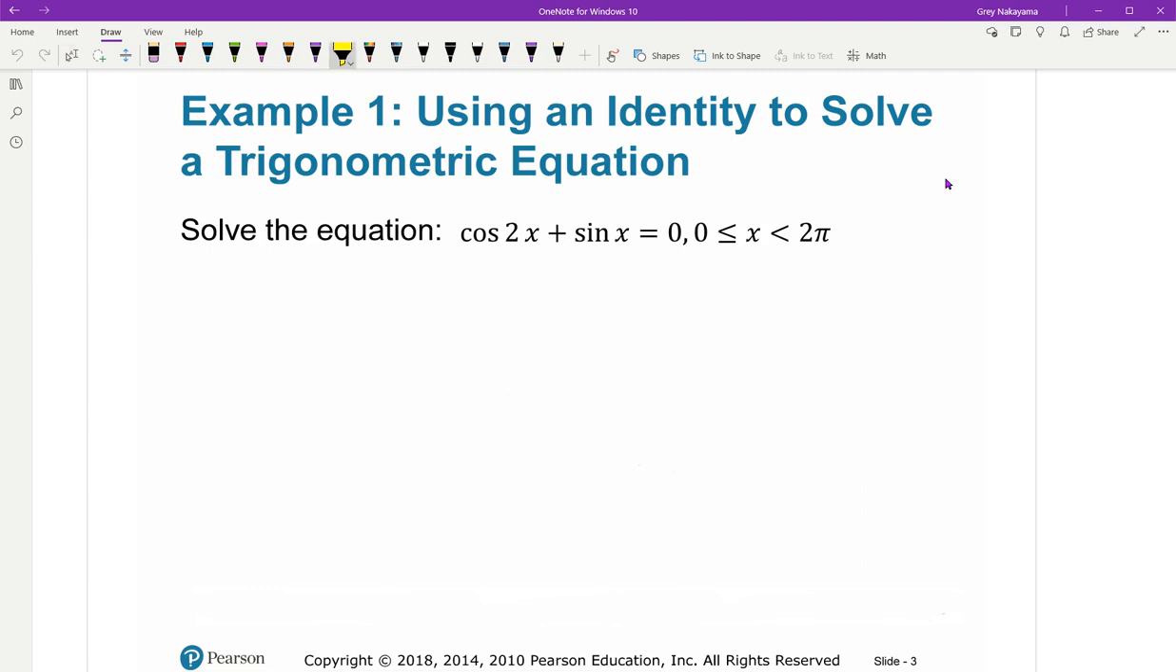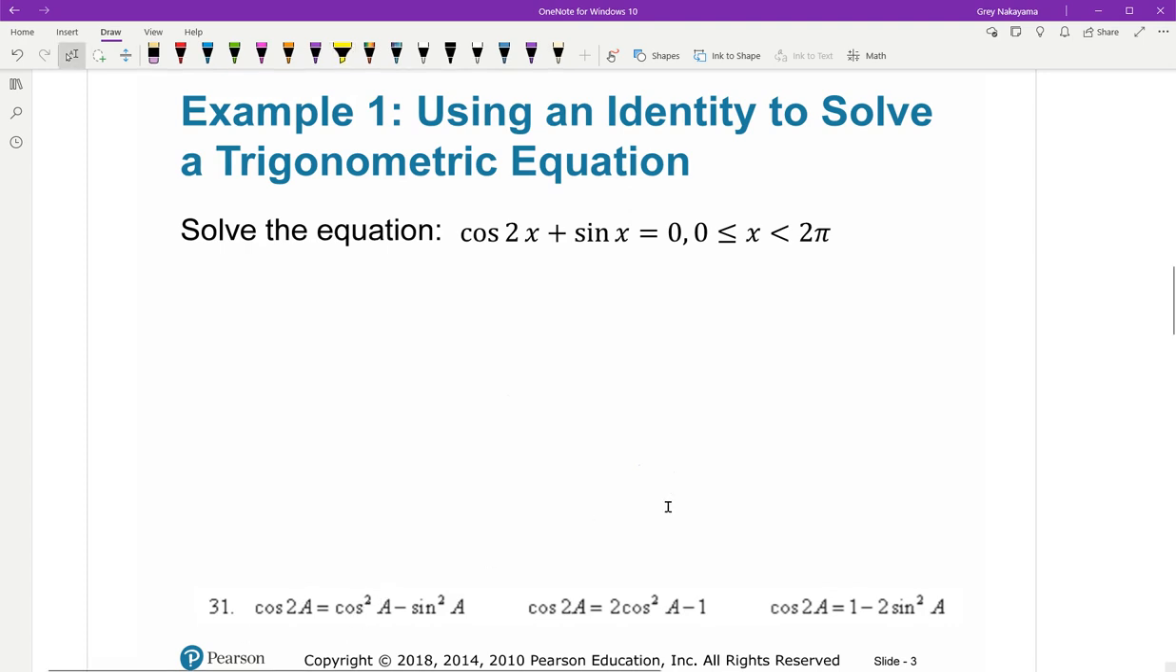So what you want to notice is a couple of things. One is I have two different trig functions, a cosine and a sine. And secondly, I don't have the same angle. This is x and this is 2x. They have to all be in the same type of angle. So that's enough to tell me I need to make a substitution for the cosine of 2x. That's a double angle that we just covered last week.